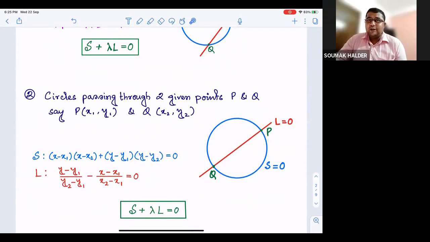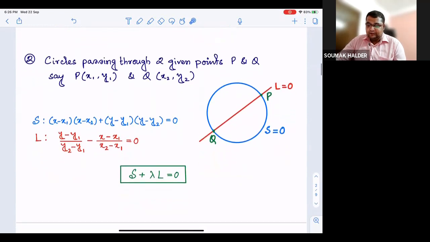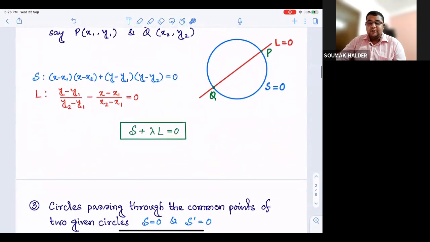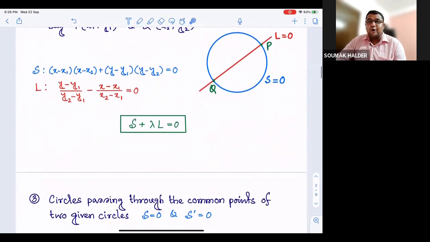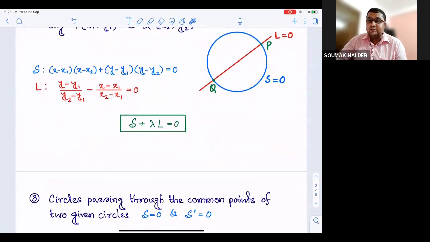So we are capitalizing the first information S plus lambda L is equal to 0. And when the information is not supporting that fact, we are creating such references so that we can follow it comfortably. The third variation is circles passing through common points of two given circles, S is equal to 0 and S dash is equal to 0.